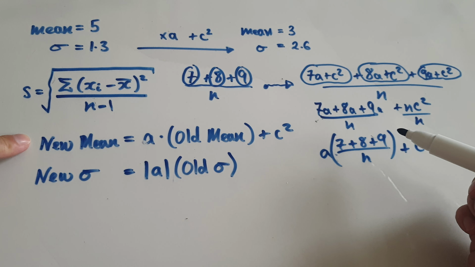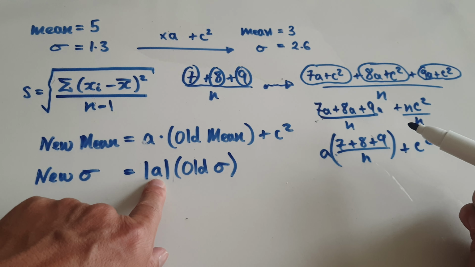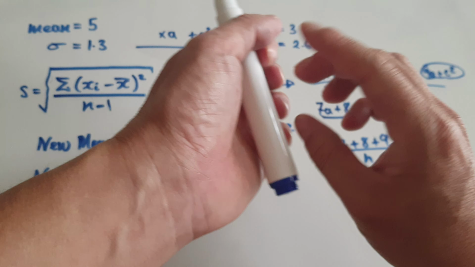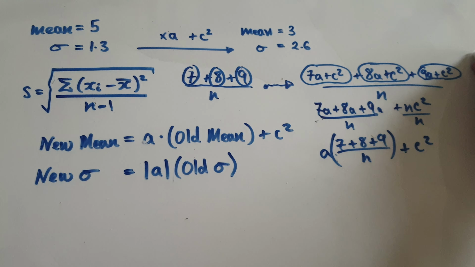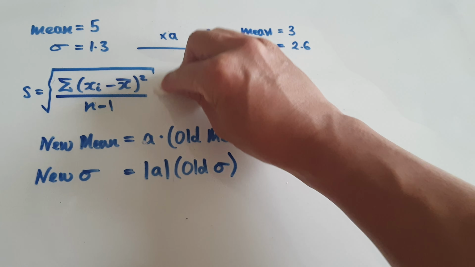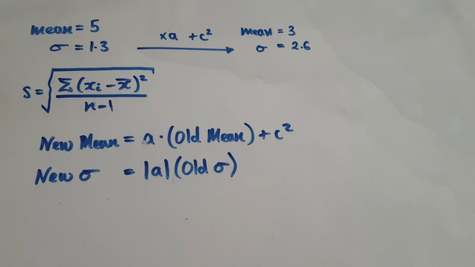So you're supposed to know this. And you're supposed to know that the new standard deviation would be the absolute value of a times the old standard deviation. You can try and understand why that's the case, which I will explain in the next video. But let's just complete this question first.